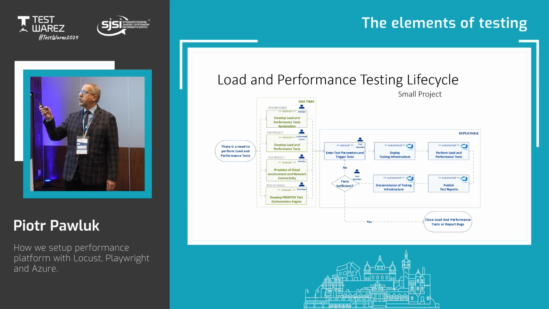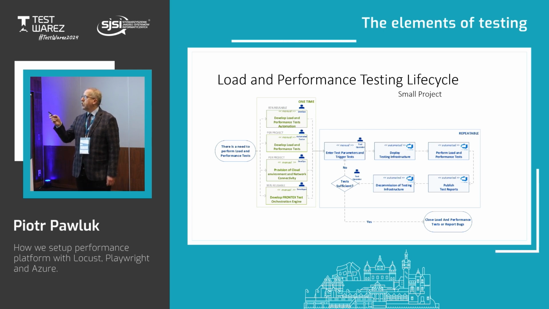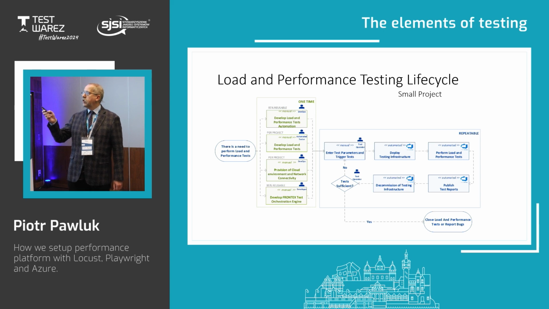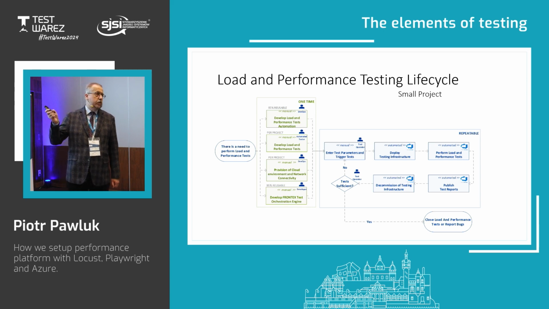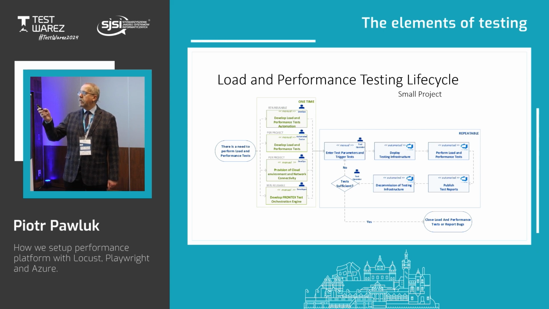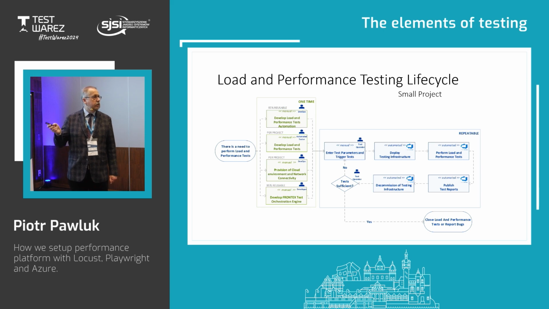Deploy the infrastructure, which is automated. Run the performance test, so it is again automated. Publish the test report, automated decommissioning of the test infrastructure. So for example, for this we need 100 servers or 10 servers or whatever. And if the tests are okay, we go and close the performance testing and report bugs and so on. If it is not okay, if we need to repeat it, we do the loop, so we can repeat it many times.